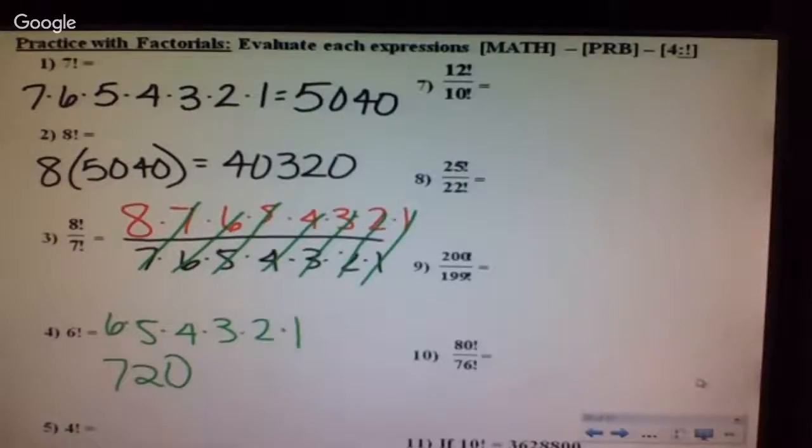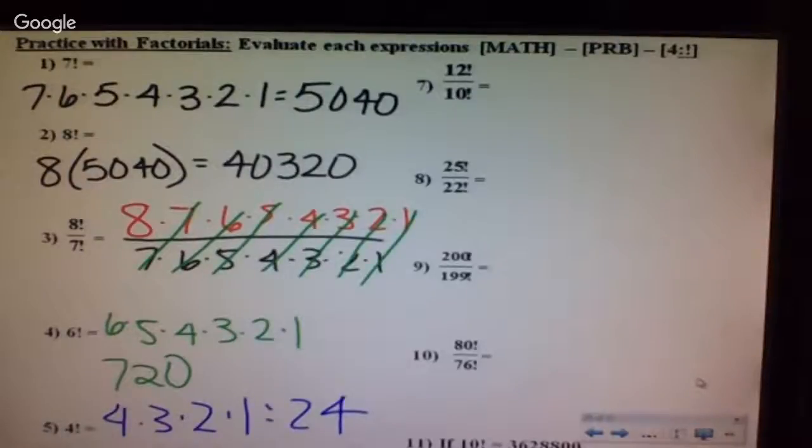4 factorial is what? 4 times 3 times 2 times 1. 24. Okay? Let's see if we can do 7 without writing this all out.